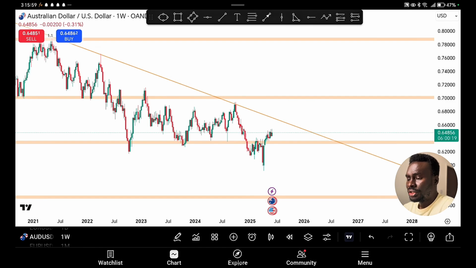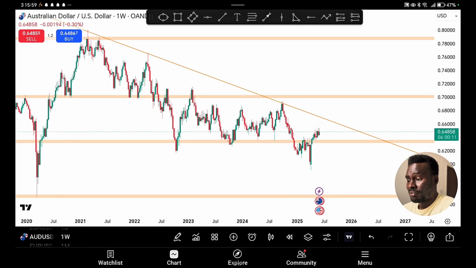Now the weekly is not really showing any sign of reversal. I've not seen any chart patterns, because chart patterns are what can dictate the reversal of a trend. On the weekly time frame, I can't see any chart pattern, to be very frank with you. So I'm going to go to the daily.